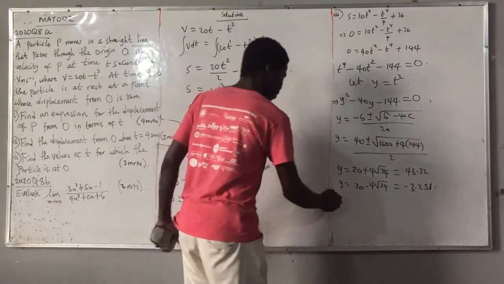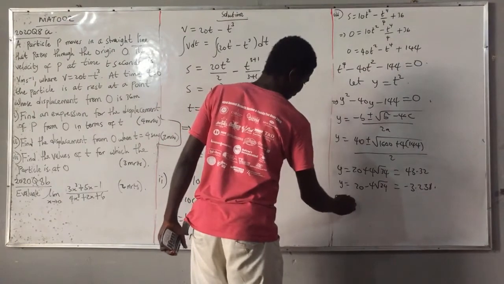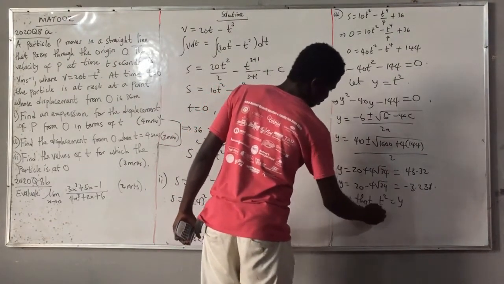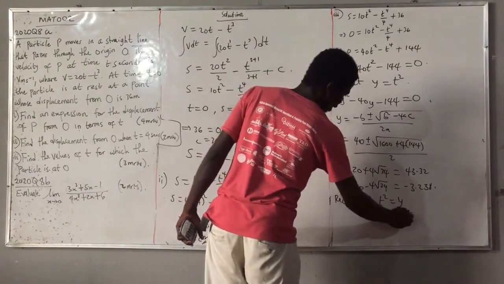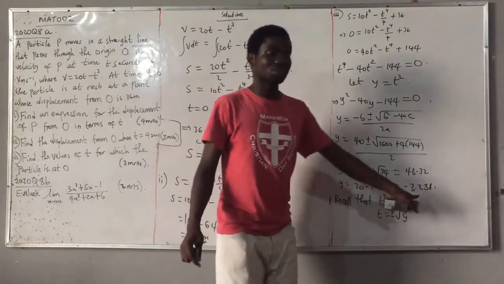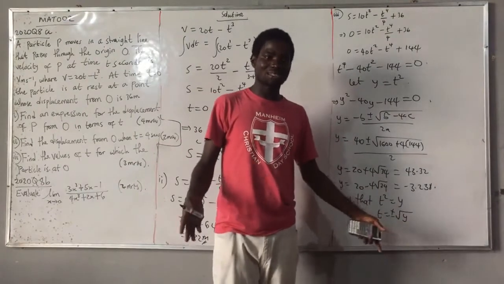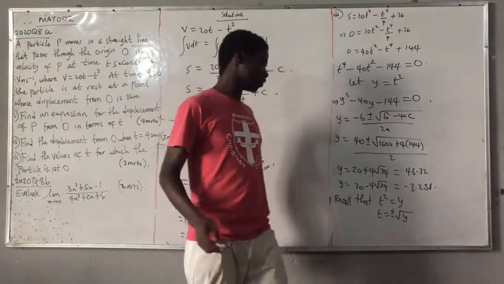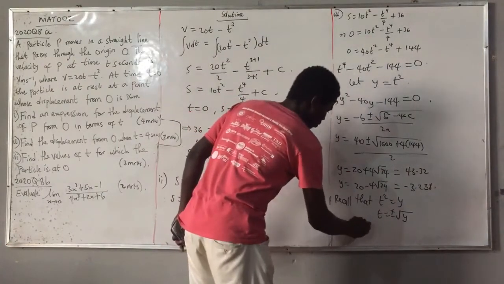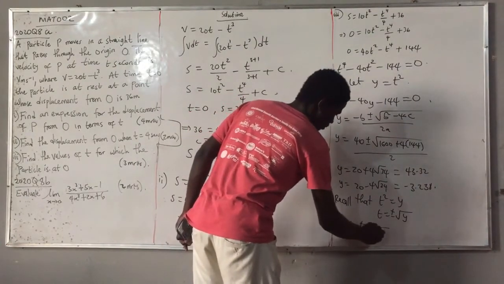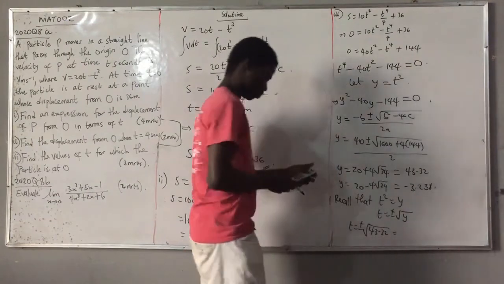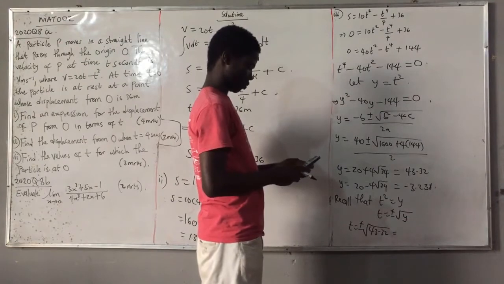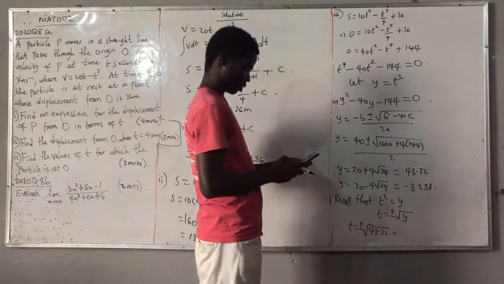Now recall that y equals t squared. So t squared equals y. That means t will be equal to plus or minus square root of y. If you have the square root of a negative number, you get a complex answer, so you can't use this one. So we only use 43.32. So t will be equal to plus or minus square root of 43.32.